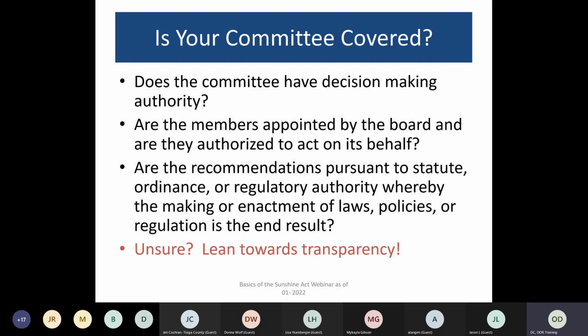Oftentimes, safety rules are dictated by statute. However, if it's purely involving the activities of employees within the government agency that don't particularly have an impact on the public itself, I would venture to guess that the safety committee is not subject to the Sunshine Act, because they're not necessarily making changes that have an impact on public policy.